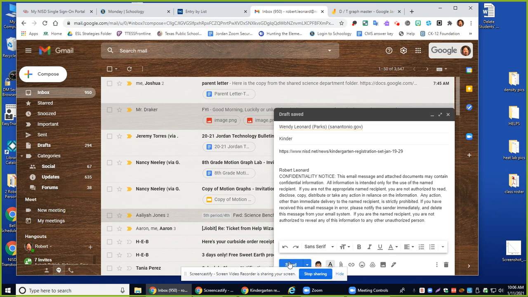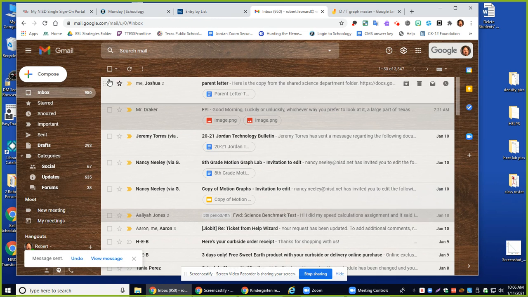Just noticed that they're having kindergarten roundup. My kid's going to kindergarten next year. Hard to believe. Seems like he was just born a couple days ago.